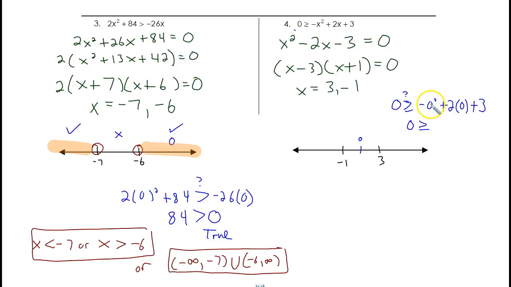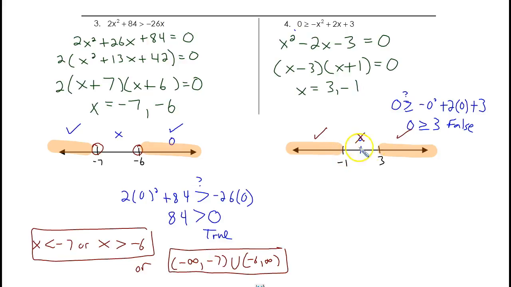Well, negative 0 squared is 0, 2 times 0 is 0, 0 plus 0 plus 3 is 3. Is 0 greater than 3? No, that's a false statement. 0 is not greater than 3. 0 is less than 3. So since that's a false statement, that means that the inside, this interval here, does not work. The pattern must be that the outside is what we're shading. We're shading to the left of -1 and to the right of 3.